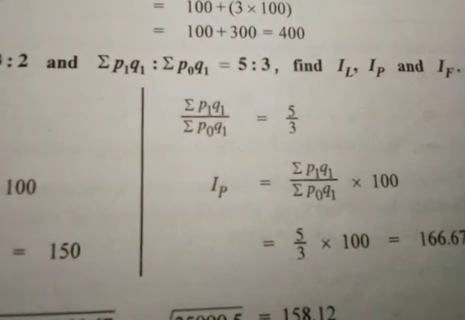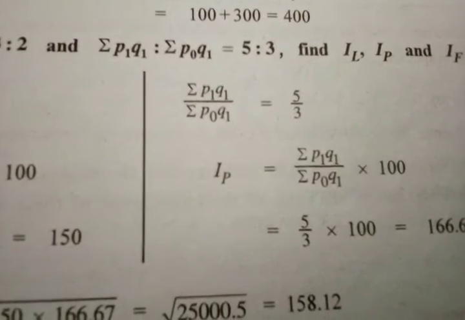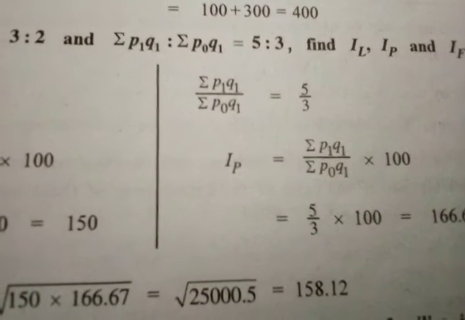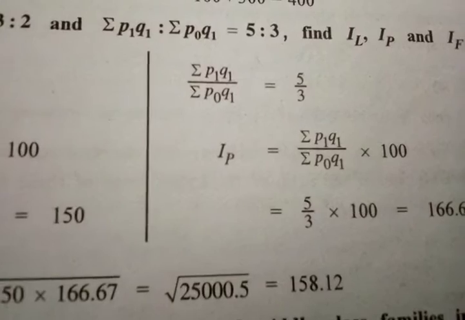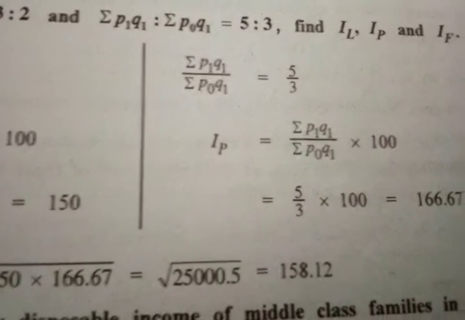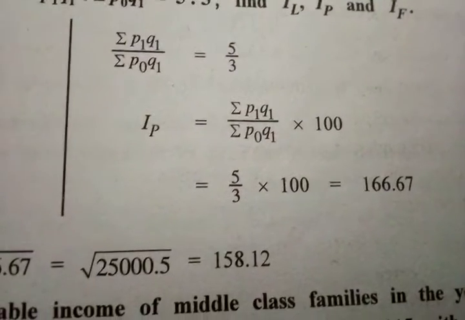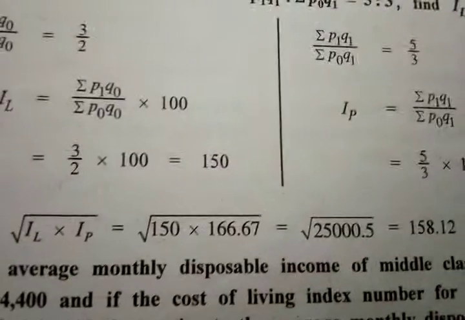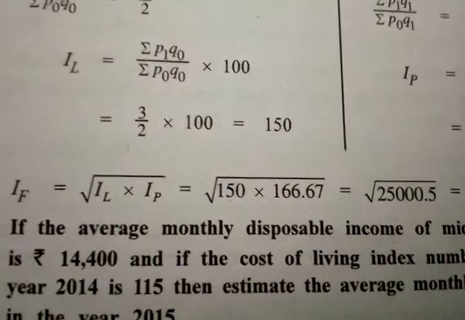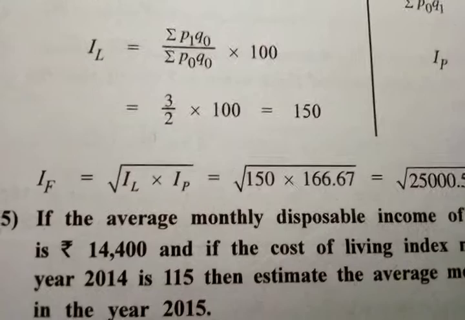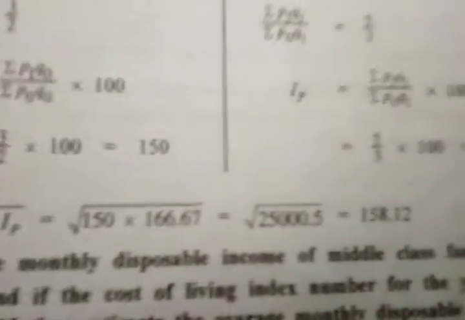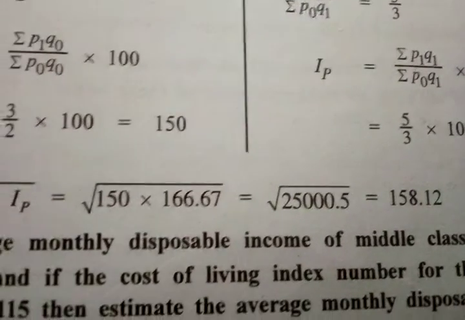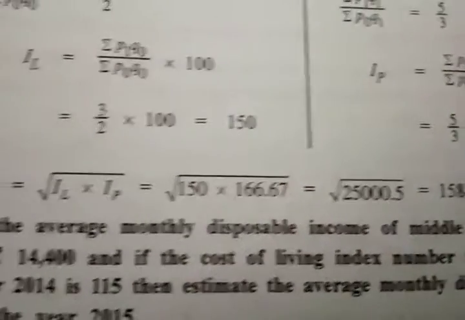Now the IP formula also we know, that is sigma P1 Q1 upon sigma P0 Q1 into 100. We are given that value here as 5/3, which is multiplied by 100, and we get 166.67. And since IL and IP are available, we can find out IF, which is the square root of IL into IP. So just multiply it and find the square root, we will get 158.12. Okay, so that's the value.